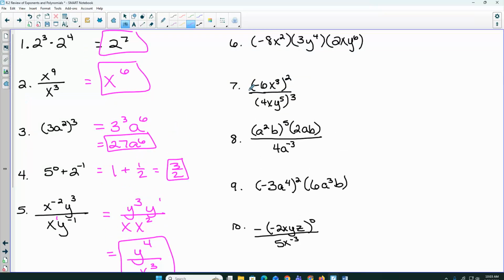All right, number 6. We had one like this yesterday. So if we multiply the numbers, negative 8 times 3 times 2. All right, at x's, we have an x squared and an x to the 1st. So that's, okay, the y's, y to the 4th and y to the 6th.